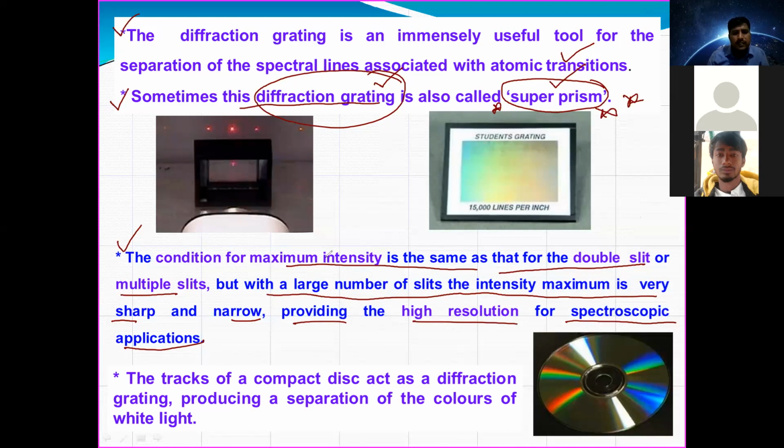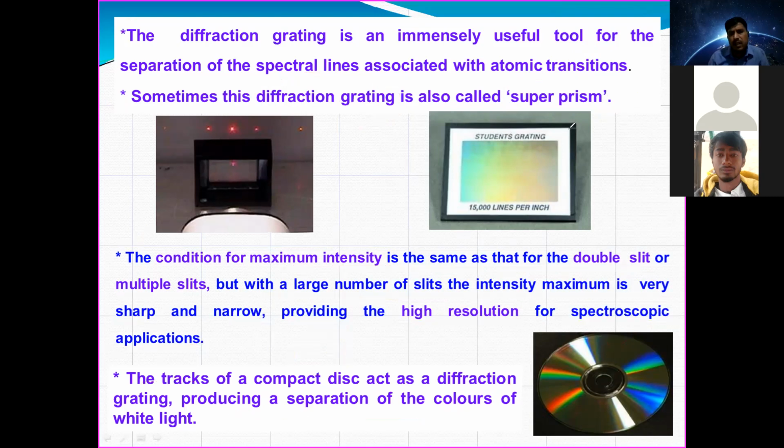You can also see here the tracks of a compact CD. What do you call it, CD? Compact disc. It acts as a diffraction grating, producing separation of color. Very nice. So now all of you got the uses, right? How many uses are there? Around 4 to 5.